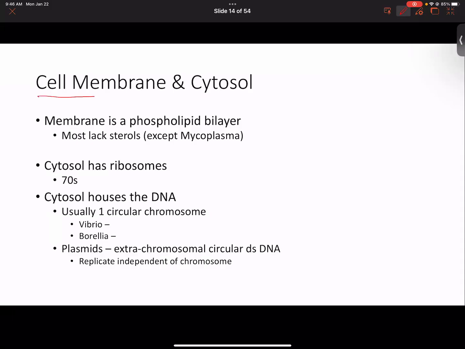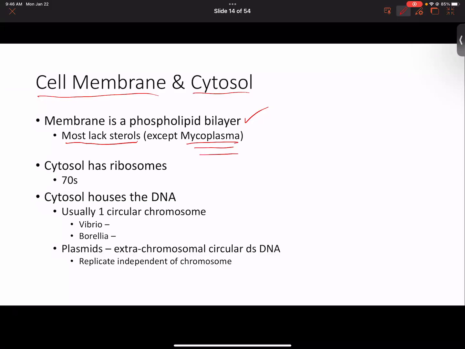Okay. Shifting gears, the cell membrane and then the cytosol. We talked about the cell membrane. We already said that the cell membrane is composed of a phospholipid bilayer. And we also said that the majority of bacteria lack sterols in their cell membrane. Why? They don't need them. They don't need sterols in their cell membrane because they have a cell wall that gives them shape and protection, right? And it protects them from osmotic pressure, so they don't just pop.